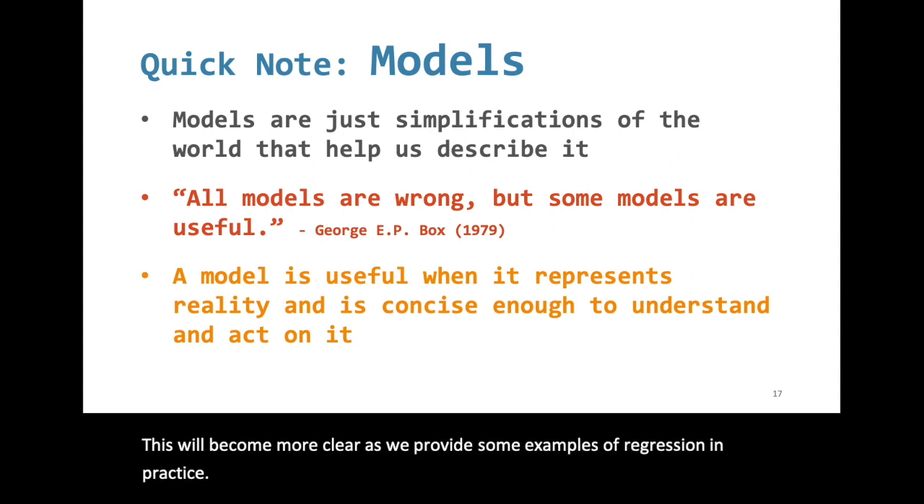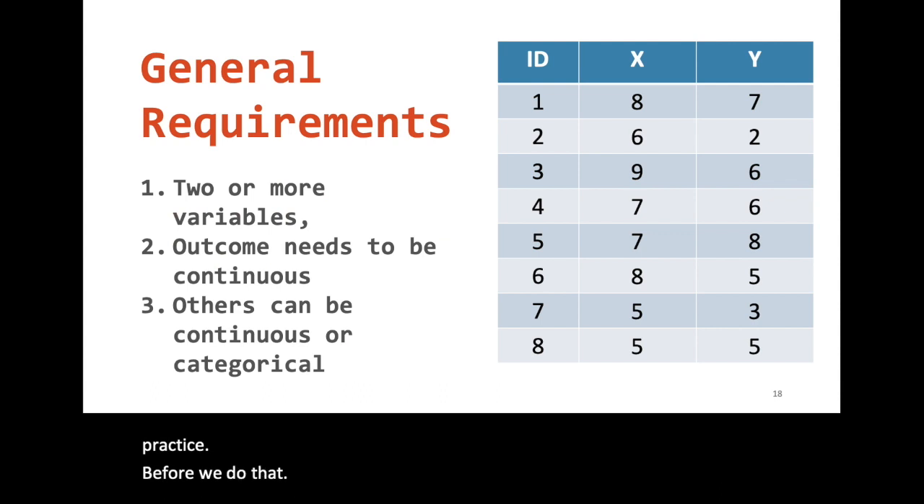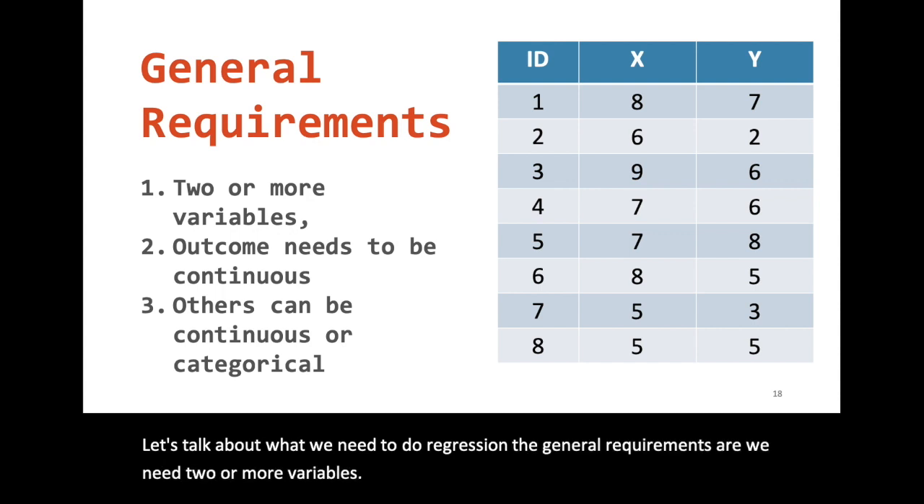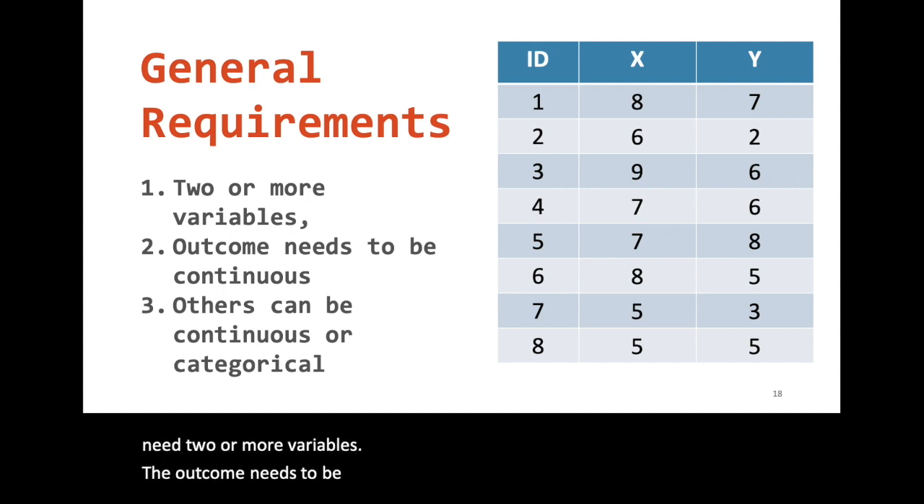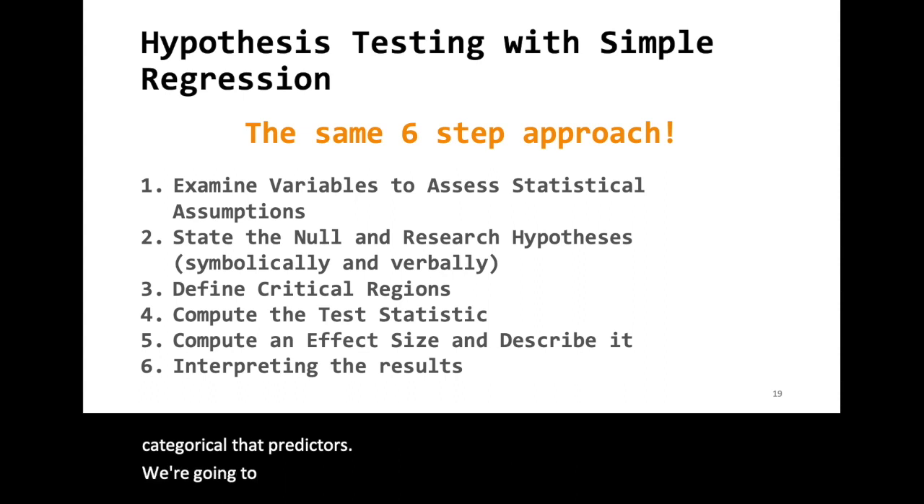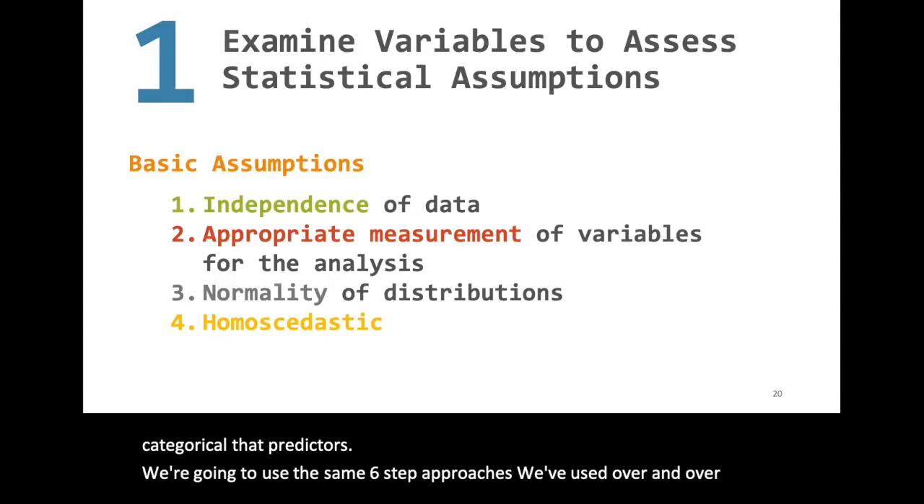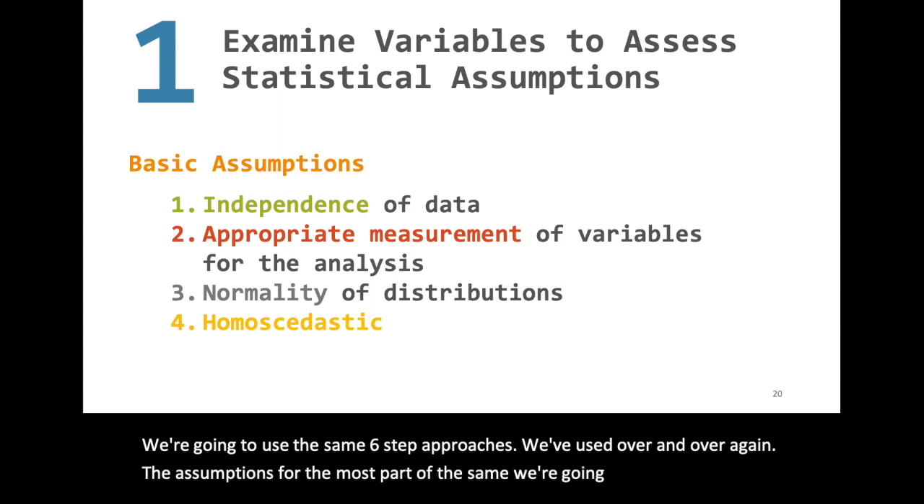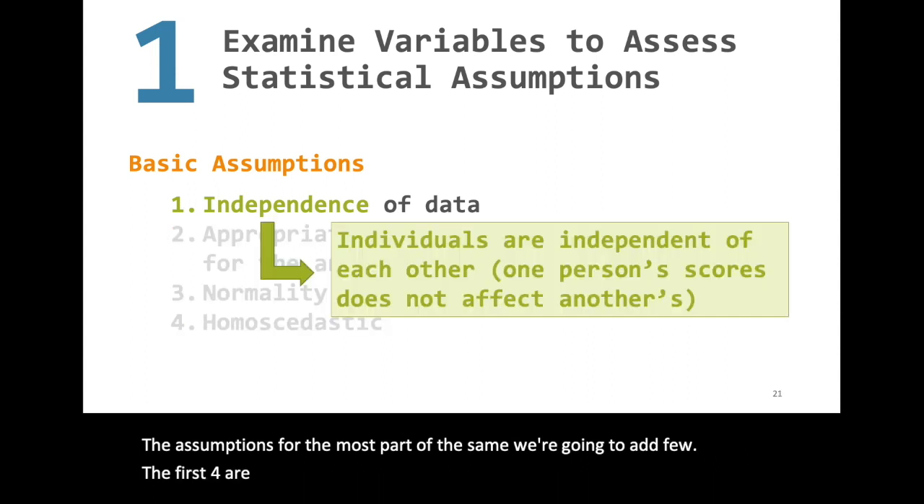Before we do that, let's talk about what we need to do regression. The general requirements are we need 2 or more variables. The outcome needs to be continuous, and the others, the predictors, can be continuous or categorical. We're going to use the same 6-step approach as we've used over and over again. The assumptions, for the most part, are the same. We're going to add a few. The first 4 are no different than the ones we've talked about before.